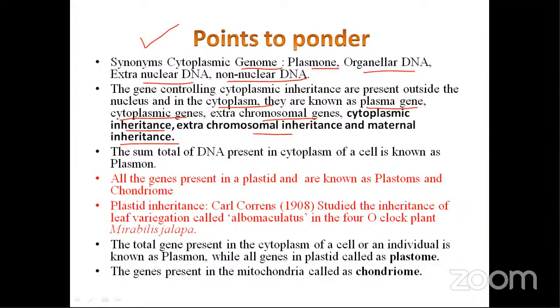Why are they called maternal inheritance? Because they are transmitted from the maternal parent to the progeny, and again from the maternal parent to the next progeny. Okay, and why that is happening, we'll be discussing later on. Just remember all these points.